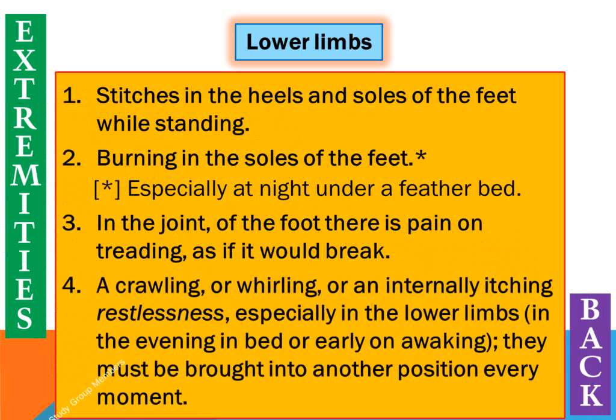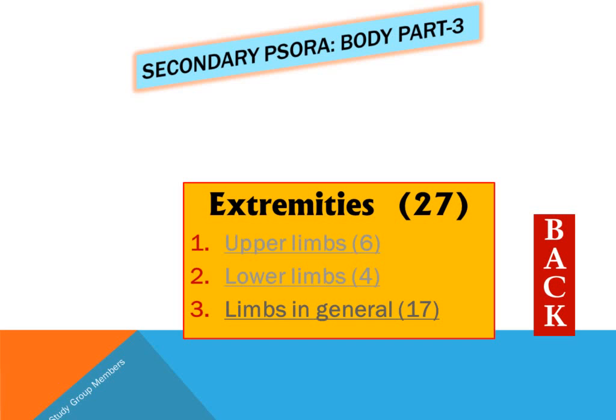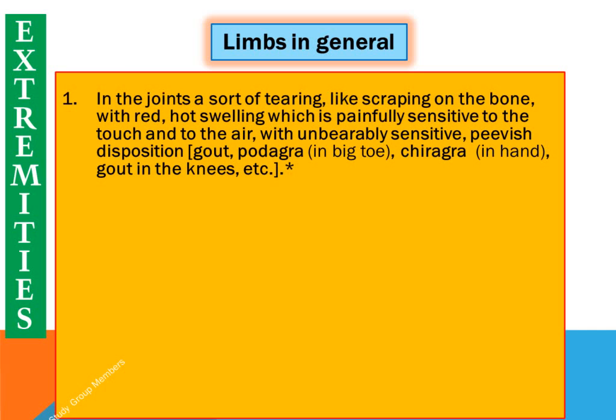A crawling or whirling or an internal itching, restlessness, especially in the lower limbs in the evening in bed or early on awaking. They must be brought into another position every moment, that is restlessness, position is being changed. Then finally 17 symptoms are under limbs in general, which you cannot call either lower limbs or upper limbs.